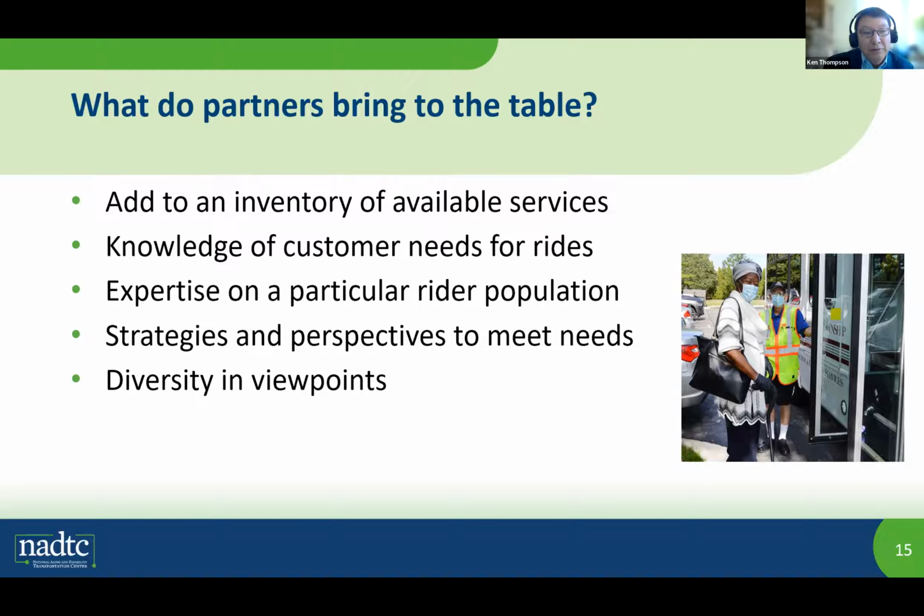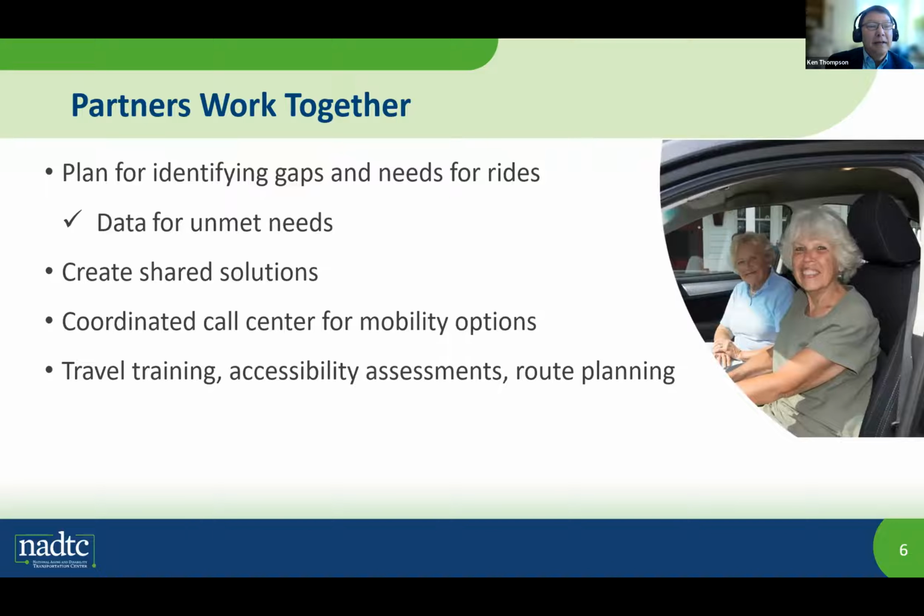But a real key point to all of this is that when you have different groups and individuals coming together, you get a diversity in viewpoints, which will make your work in coordination and mobility management much stronger. And partners work together because they can plan for identifying gaps and the needs for those riders. As you get information and find those needs, and as people work together, you're getting data even around unmet needs. So you know where services need to be provided that you're not providing, and you come up with information and data as to the best way to provide those services.